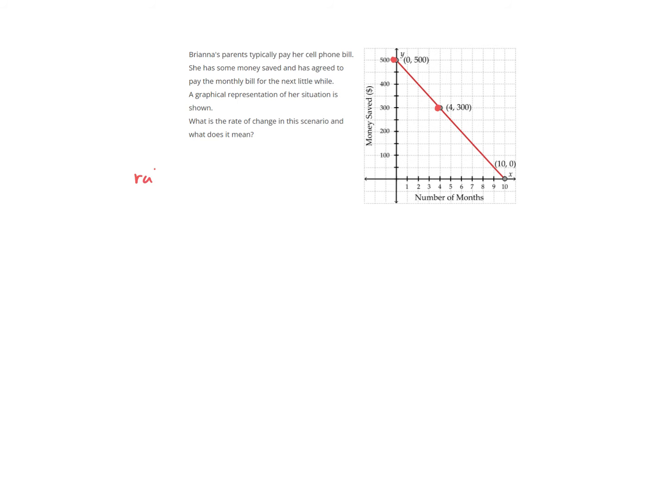So when I'm doing rate of change, if I want to know what I'm comparing, I'm looking at how is y comparing with how is x comparing. So on the y-axis we have money saved, and on the x-axis we have number of months. So that's what our rate of change is determining. It is determining how much money I've saved each month.